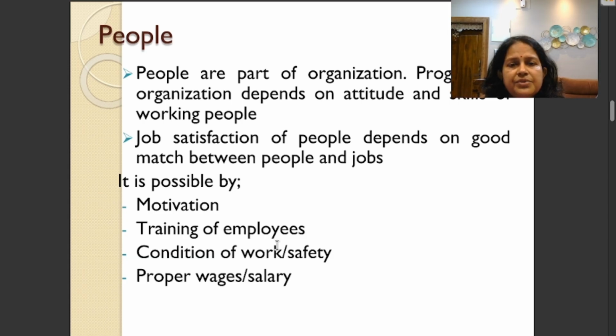We can give some training. We can give some incentive. We have to check the condition of the workers in the industry, their safety, and proper wage rate and salary should be there for the employees. We have to check their health conditions. All these facilities should be provided for the workers who are working for the organization, because they are the backbone of the industry or the farm they are working for.